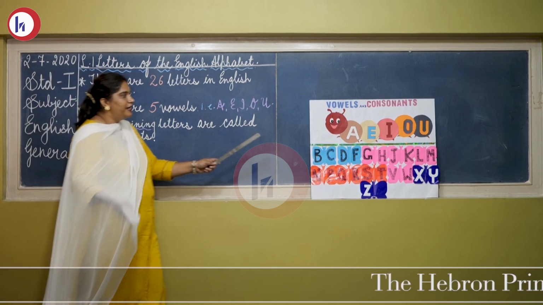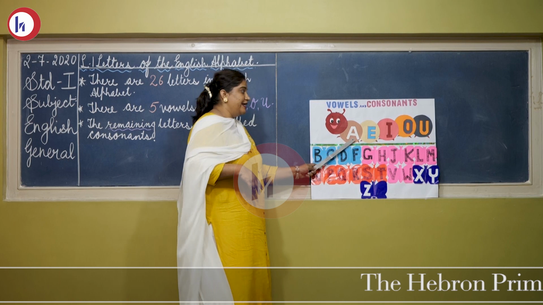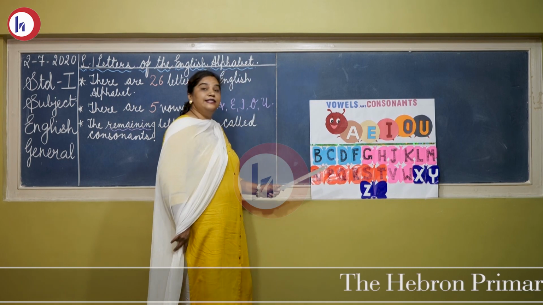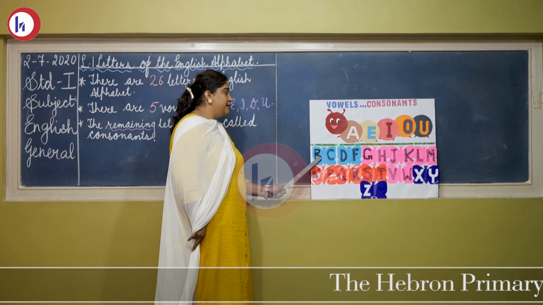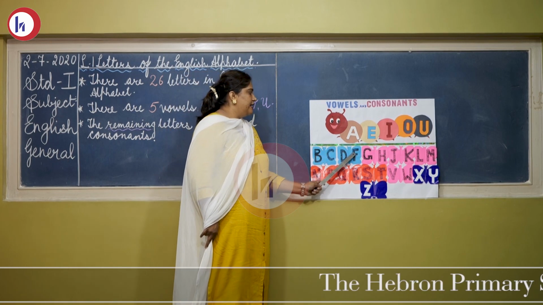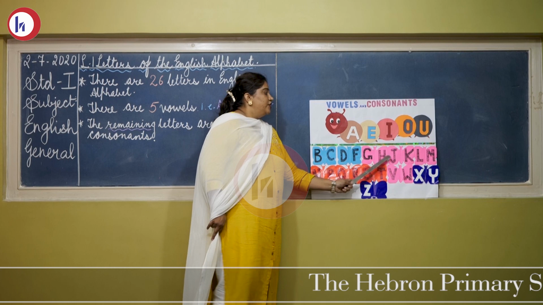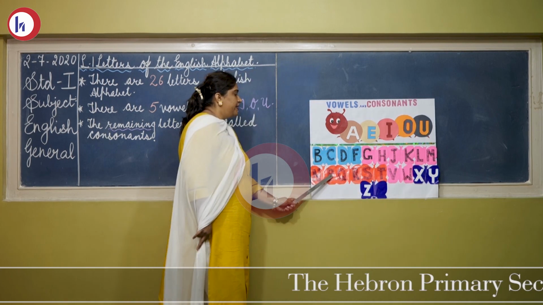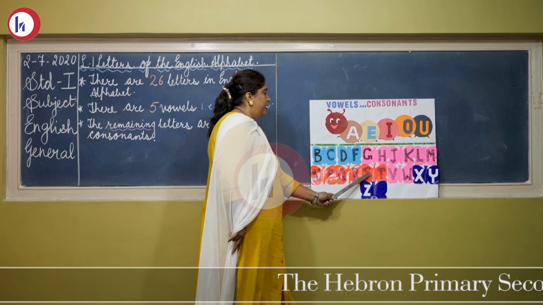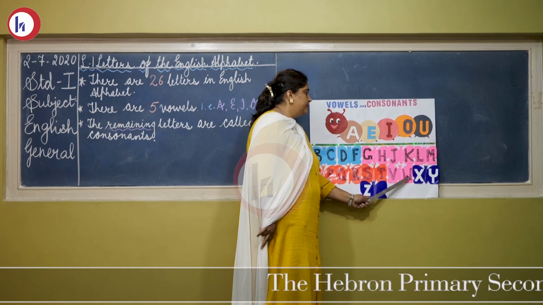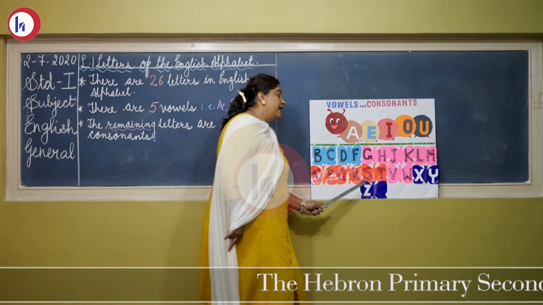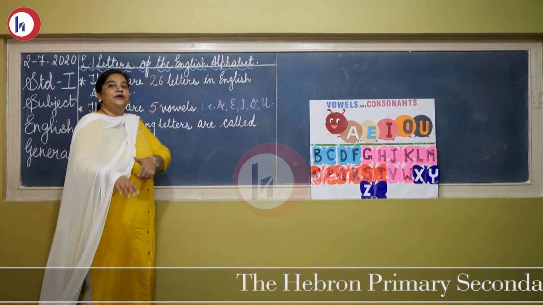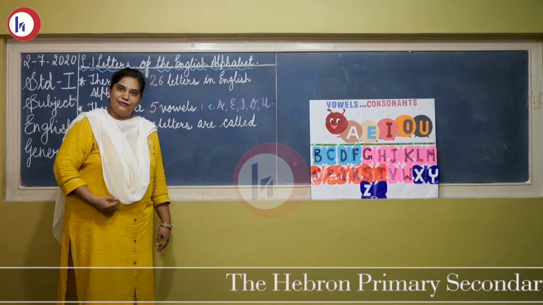Let's have a look over here. These are the vowels A, E, I, O, U. And the consonants are the remaining letters B, C, D, F, G, H, J, K, L, M, N, P, Q, R, S, T, V, W, X, Y and Z. They are called consonants. Now, do you know why they are called vowels?